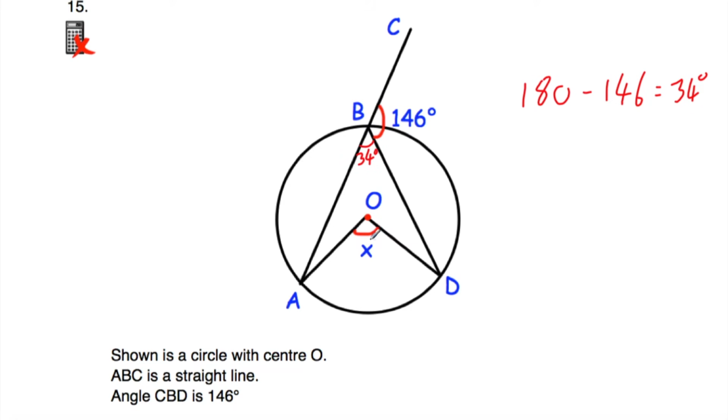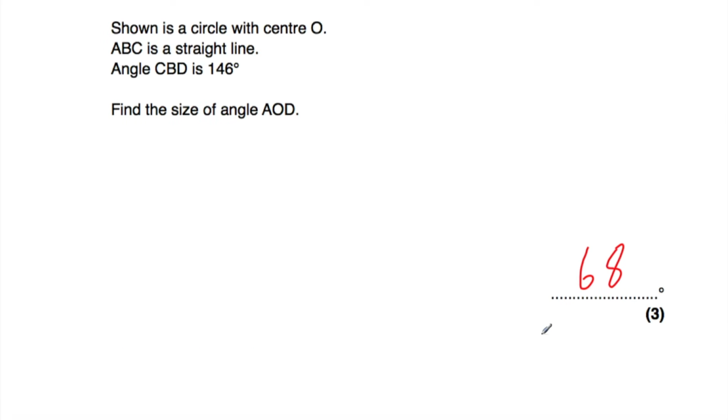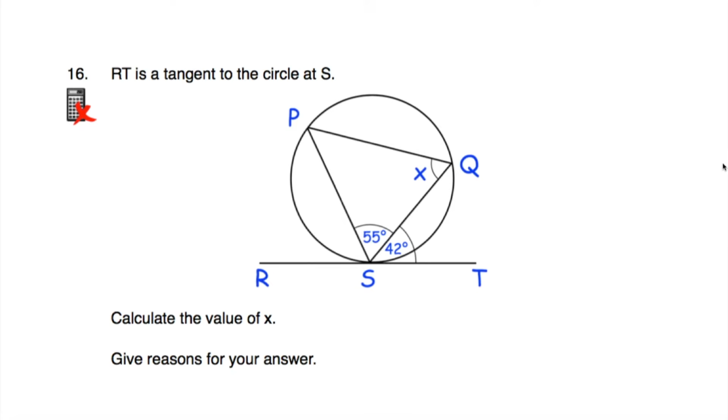Now we want to find the size of this angle. So we've got the angle at the circumference, and we want to find the angle at the center. The angle at the center is double the angle at the circumference. So we do 34 multiplied by 2, that's going to be 68. So that means that this angle, AOD, is 68 degrees, and that's it. Okay, let's have a look at our next question, question number 16.